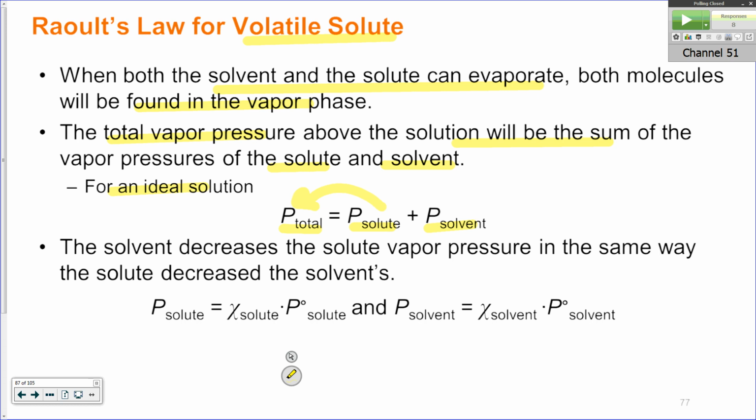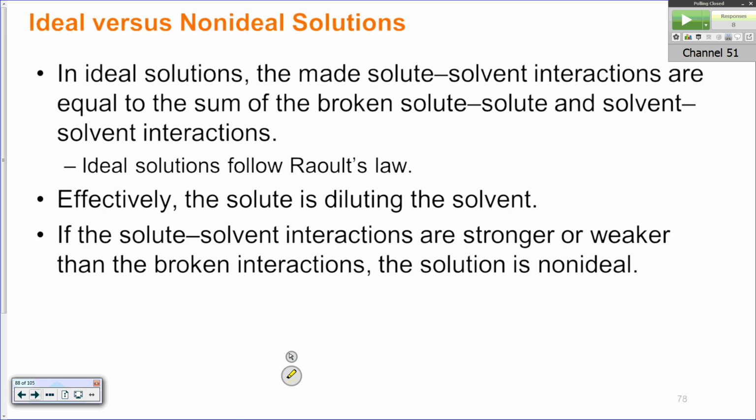So the vapor pressure of the solute is equal to the mole fraction of the solute times the vapor pressure of the pure solute. The vapor pressure of the solvent is the mole fraction for the solvent times the vapor pressure of the pure solvent. Our problem is not everything works in this ideal world. Same way that we looked at gases back in chapter 4, because of the types of intermolecular forces that occur.